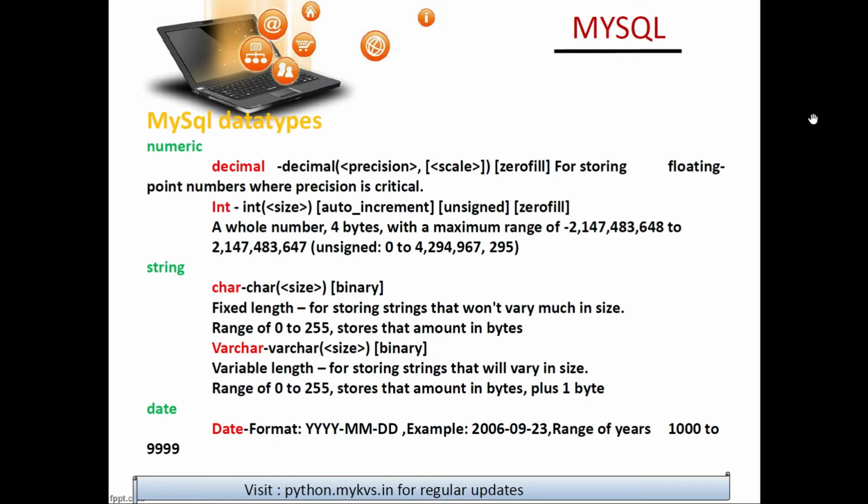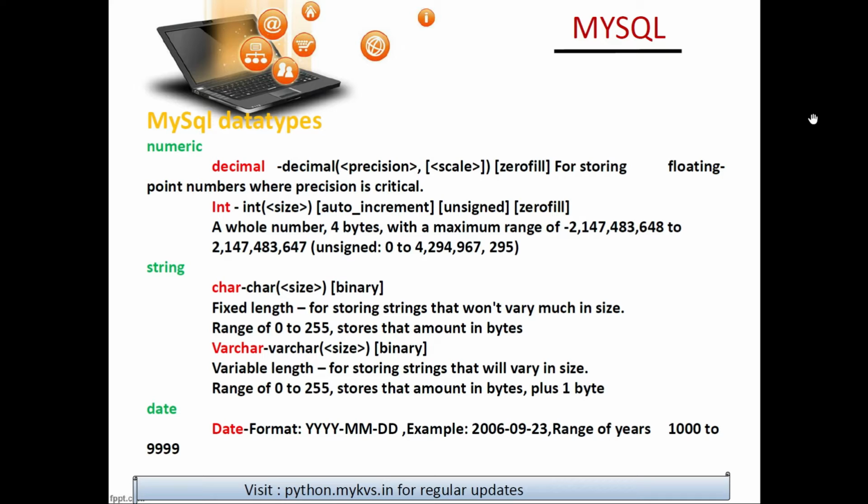Now see the MySQL data types. The data types are very, very important. There is numerical data, like decimal and integer. Decimal means any floating point number, any number that contains a point or decimal. Suppose you want to store 32.65, then you have to take decimal, and int will take a whole number of 4 bytes, with a maximum range you can see here.